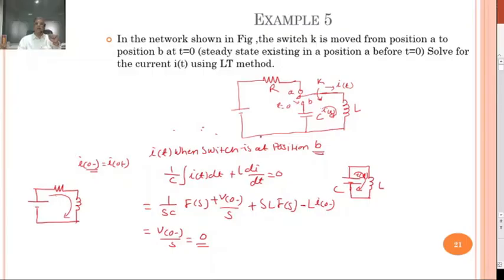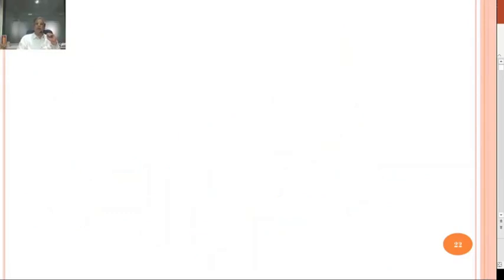Now for a long time, steady state condition is established when the switch was at position A. In that case, the current flowing through L becomes constant. Now what is V? V equals L di by dt. As I is constant, V becomes 0, because it is L times the differentiation of a constant. This means the inductor acts as a short circuit when time t equals infinity, or when it is connected for a long time.